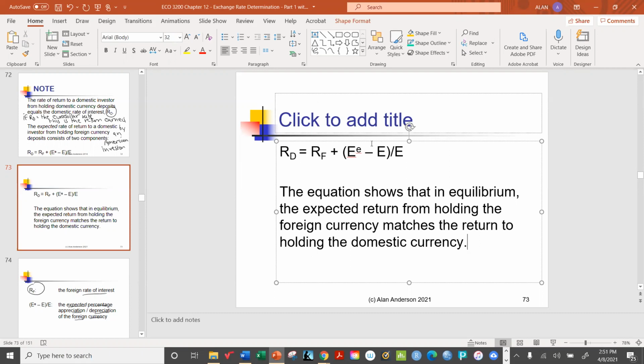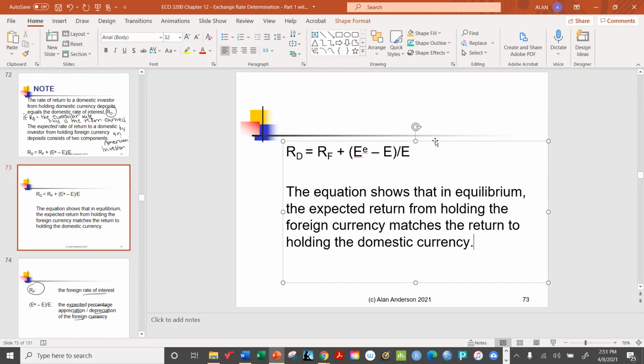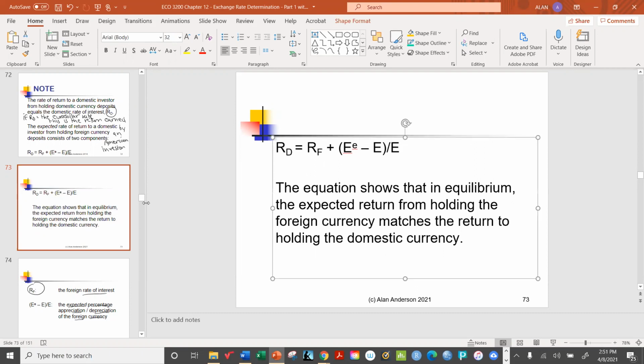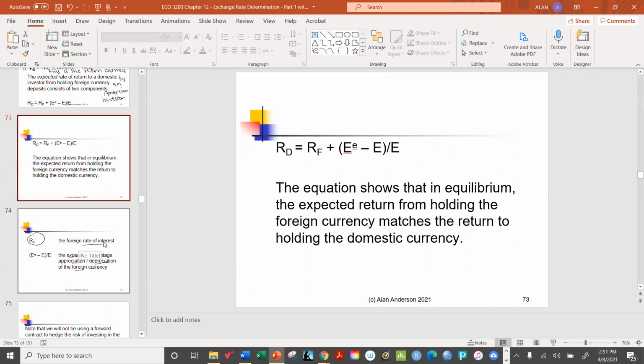But again, if one of these variables changes, well, that means that there could be a major reaction by investors in both currencies. So we think of this as our equilibrium relationship, and in equilibrium, the returns to the two currencies are equal to each other. Just like in equilibrium with a traditional supply and demand framework, what we have is a balance when there's an equality between quantity supplied of the good and quantity demanded, because at that price, nobody has any incentive to change what they're doing. The same thing holds here.